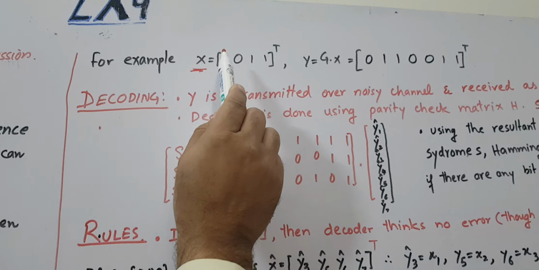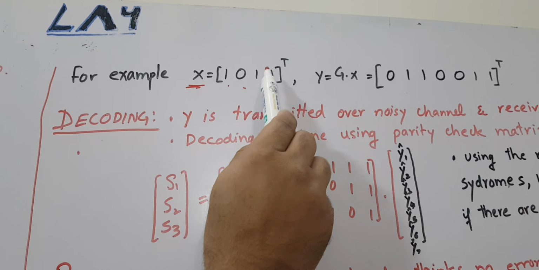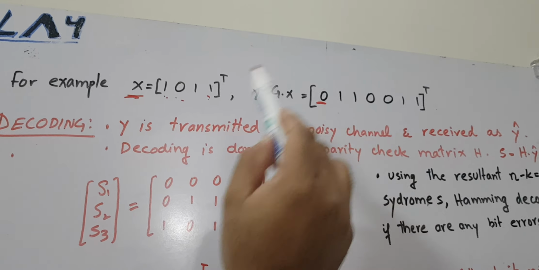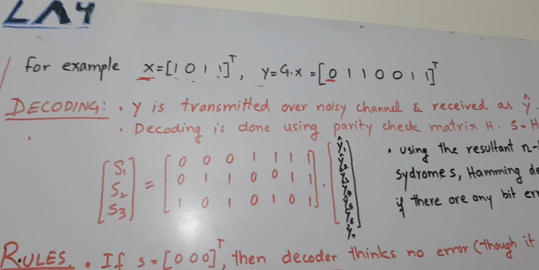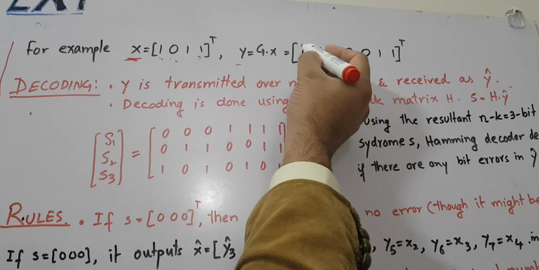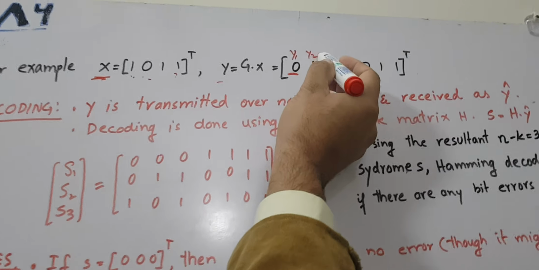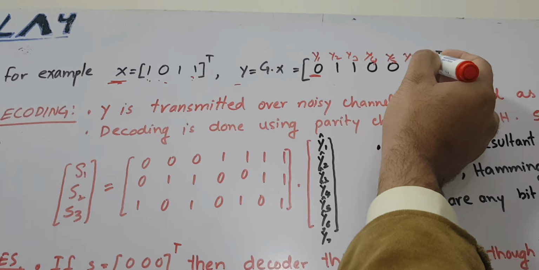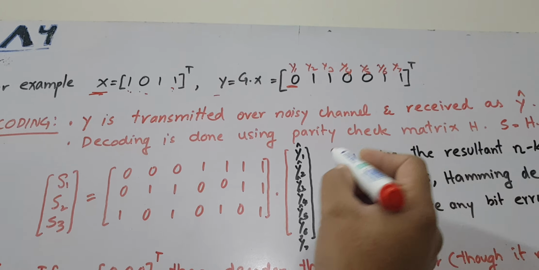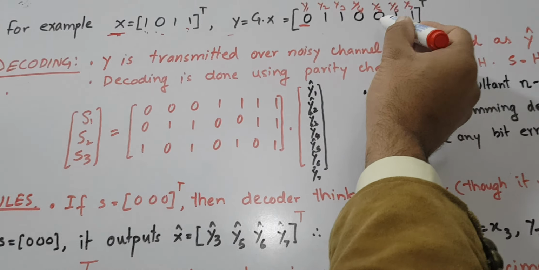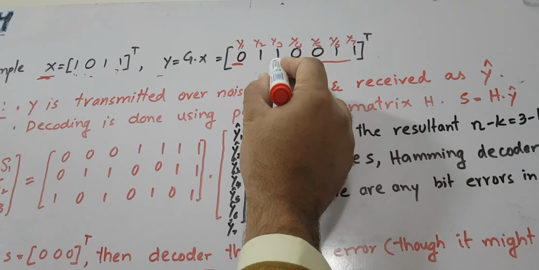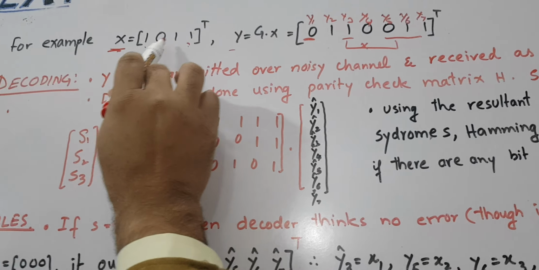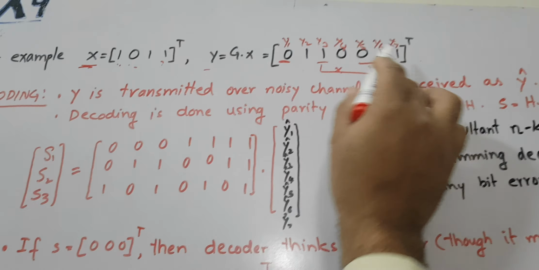y1 will be equal to x1 plus x2 plus x4. So 1 plus 0 plus 1, the answer will be 0, and so on. Then you will end up with y, which is equal to y1, y2, y3, y4, y5, y6 and then y7 here. These are your message bits, this one and this one. So this is your x, which you can see is 1 0 1 1.